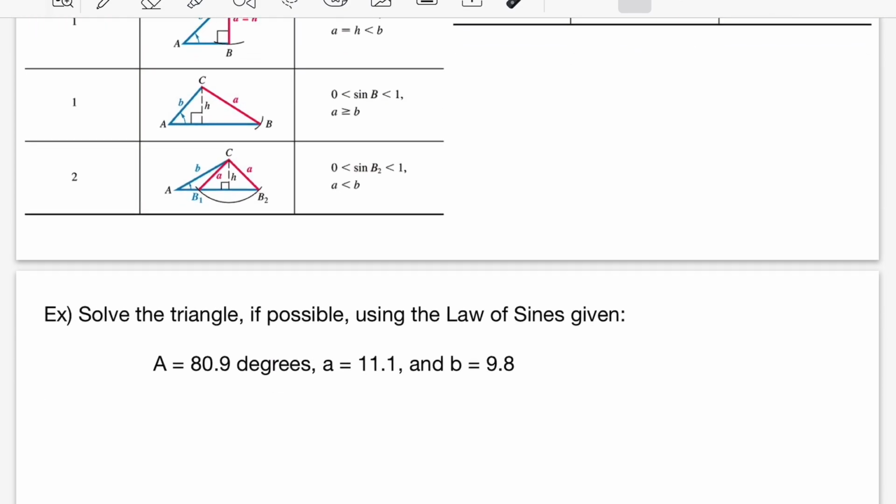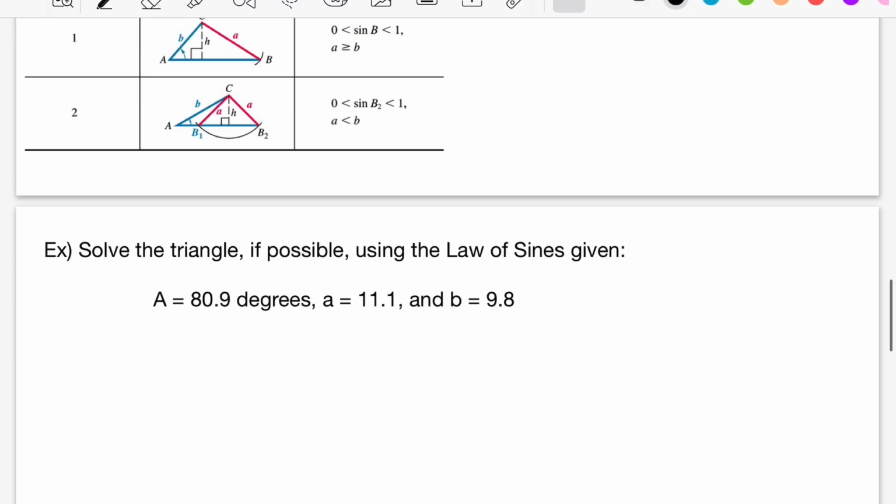We want to solve this triangle using the law of sines, given that we have our angle A is going to be 80.9 degrees, and we have two sides A and B here. So we want to solve the triangle, meaning we also want to find our angles B and C, as well as our side length C. So since we have our angle A here, as well as our side length A and our side length B, we're going to use this fact here to find our angle B, since we have the other 3 pieces of information.